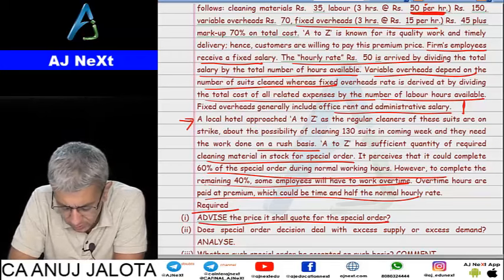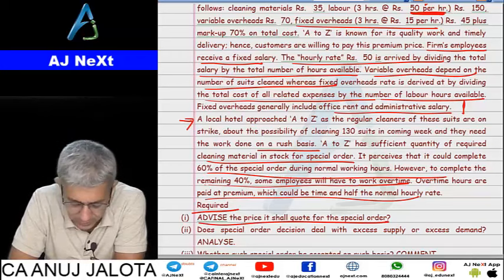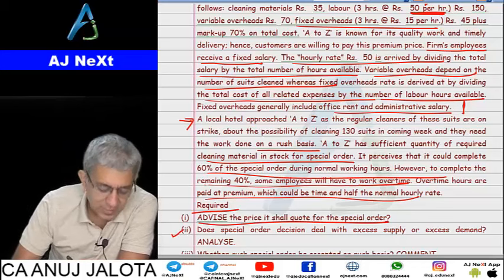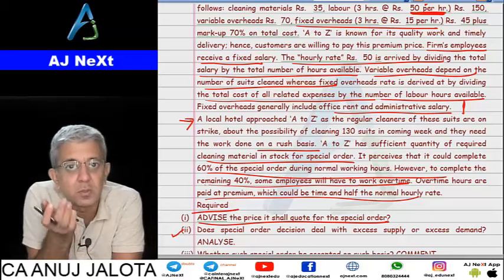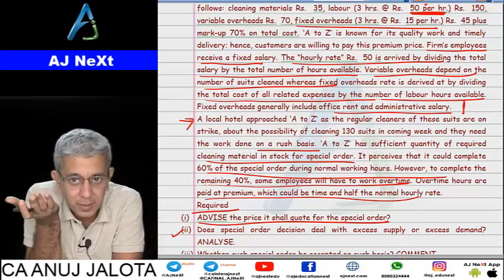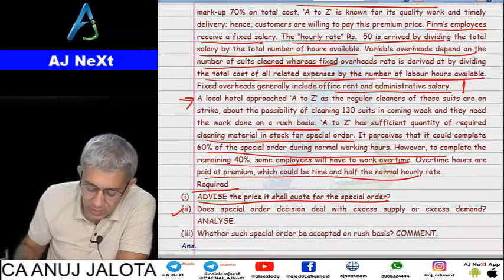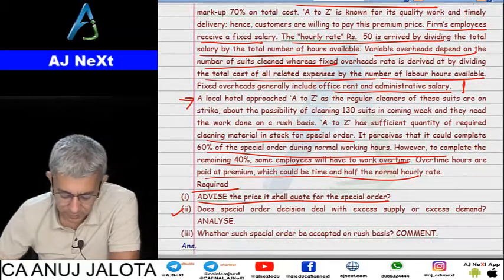Does the special order decision deal with excess supply or excess demand? Analyze. This part, as I was saying, if you read the answer, only then you realize what ICA had in mind. It's very difficult. Let me come to that and then I'll speak further. Last part: whether such a special order should be accepted on a rush basis.